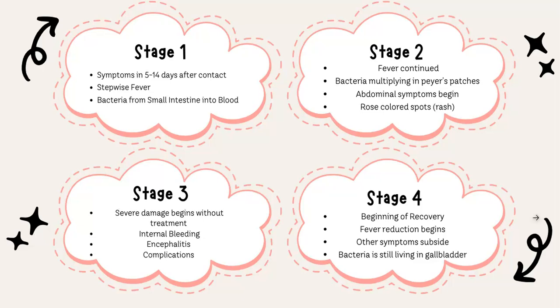Stage 2 is a continued fever. The bacteria are multiplying in the Peyer's patches. Abdominal symptoms begin, and you might experience a rose-colored rash. Stage 3, this is where severe damage will begin without treatment. That can be things like internal bleeding, encephalitis, which is swelling of the brain, and other complications.